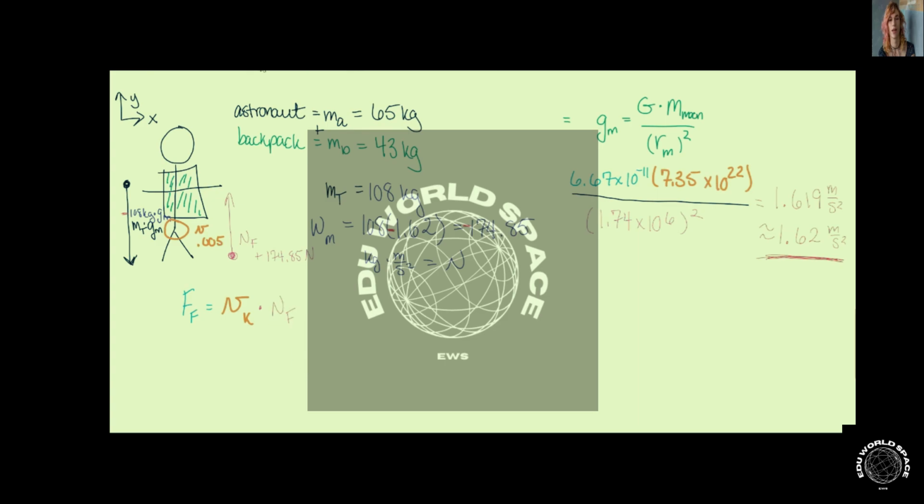Now, if we plug this in, we're going to get 0.005 times our normal force, which is 174.85. And when we do that out, we're going to get a friction force of approximately 0.874 newtons. There we go, 0.874 newtons. So this is our reaction force for the moon.